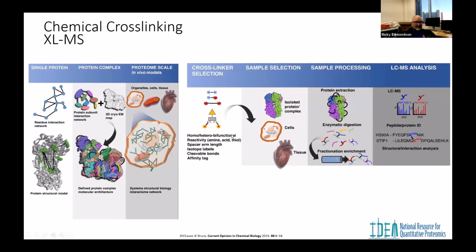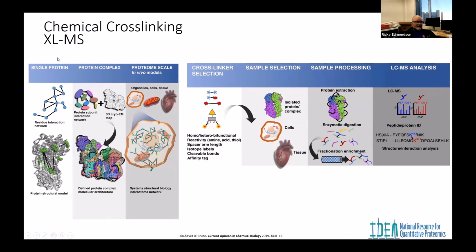But it is an interesting way to get to some labeling. And then finally, I'll talk a little bit about chemical cross-linking. Chemical cross-linking has been around for a number of years. The reagents get better, the mass spectrometers have gotten better, and the software is getting better. And so it's really probably just about to, I think, hit its prime.